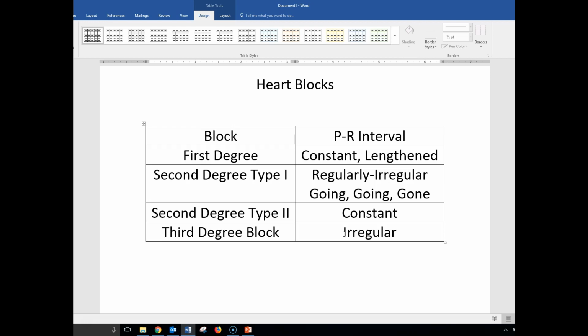Well, there is a PR interval, obviously. Every time there's a P wave and a QRS, there's a PR interval. But there's no system to it. It's not being constant. It's not lengthening. It's not doing all that. It's just erratic and all over the place.